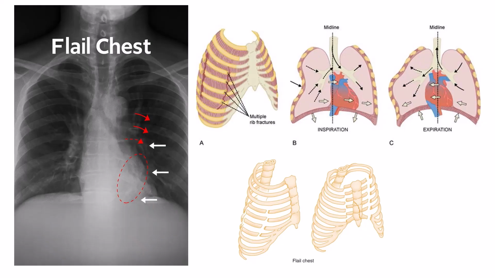As you can see by the image here, you have multiple rib fractures. On inspiration, the heart is being pushed in one direction, and on expiration it is pushed in the other. Also notice that on inspiration the ribs cave in, and on expiration the ribs push out.